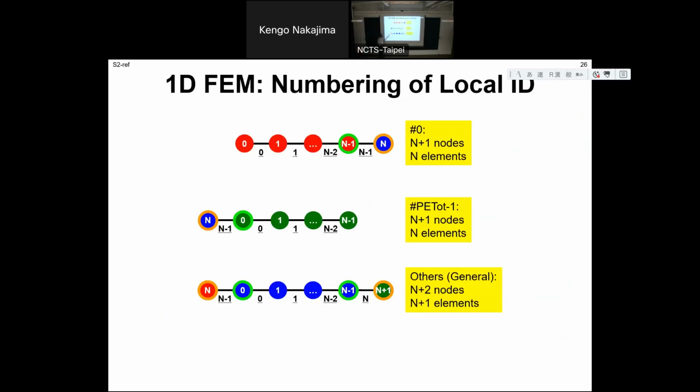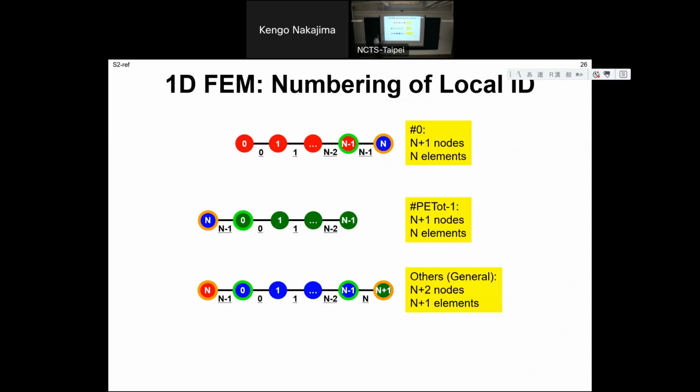And this black part is the ID of the element. By the way, we have n plus 1 nodes and n elements for these two cases, and we have n plus 2 nodes and n plus 1 elements. The numbering of the local elements starts from 0 and goes to n minus 2 here, and this one is n minus 1, so it's an overlapped element. In the case of the other end, it starts from 0 here and n minus 2, and this one is the n minus 1 element.